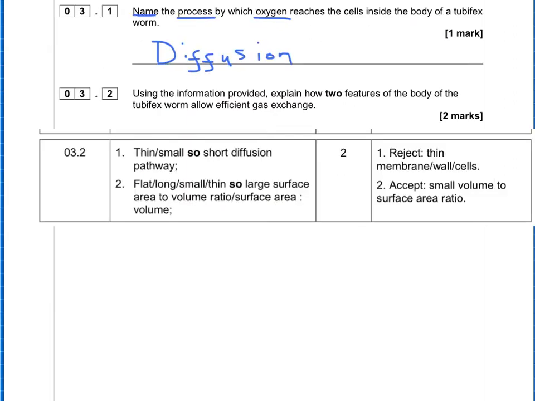Remember, with this type of question, you can't just say thin or thin membrane. You've got to say why. So thin membrane, so there is a short diffusion pathway, because that allows efficient gas exchange. Or you could say it's thin, so it has a large surface area to volume ratio. If you look at the diagram, you can see that it has a large surface area to volume ratio. So those would be the answers.